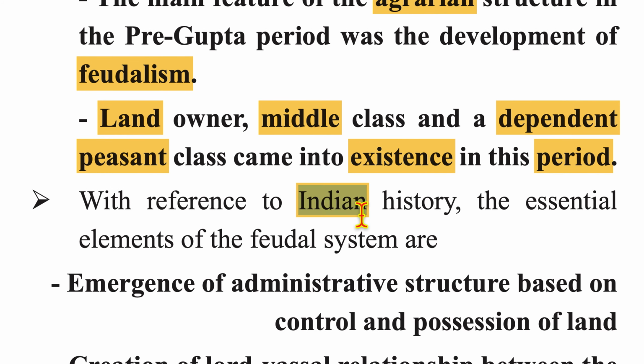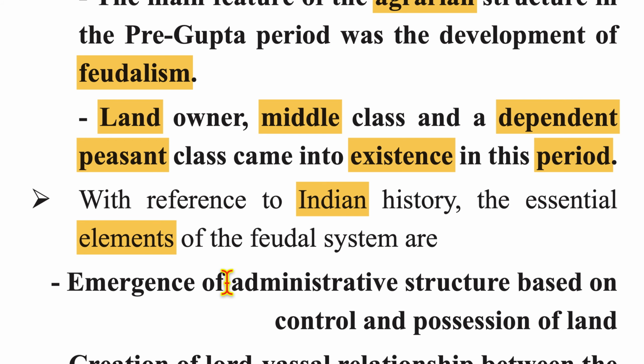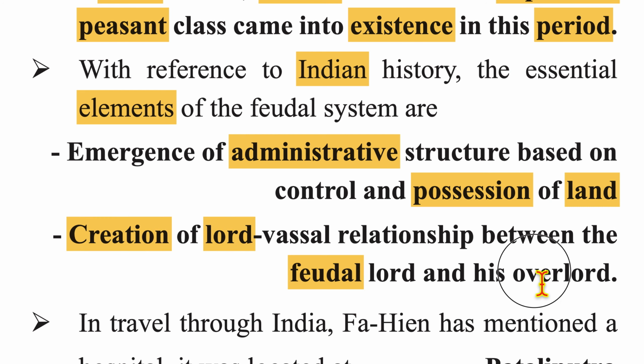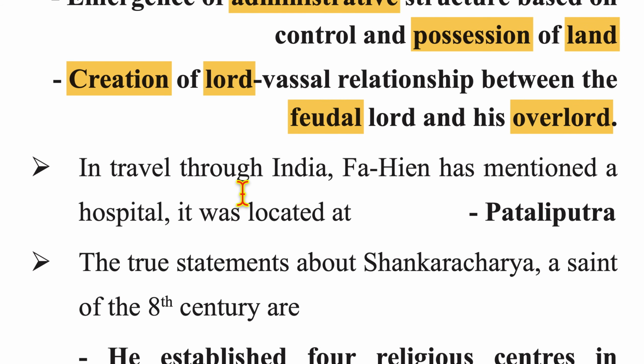With reference to Indian history, the essential elements of feudalism are emergence of administrative structure based on control and possession of land, creation of lord-vassal relationship between the feudal lords and his overlords. In Travel Through India, Fahien has mentioned a hospital. It was located at Patliputra.